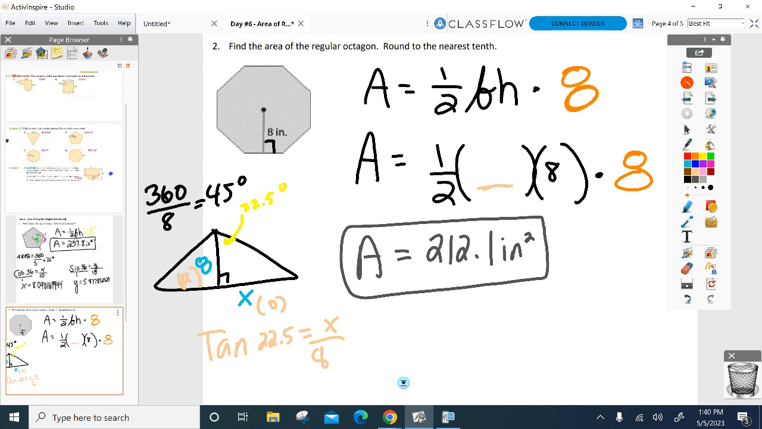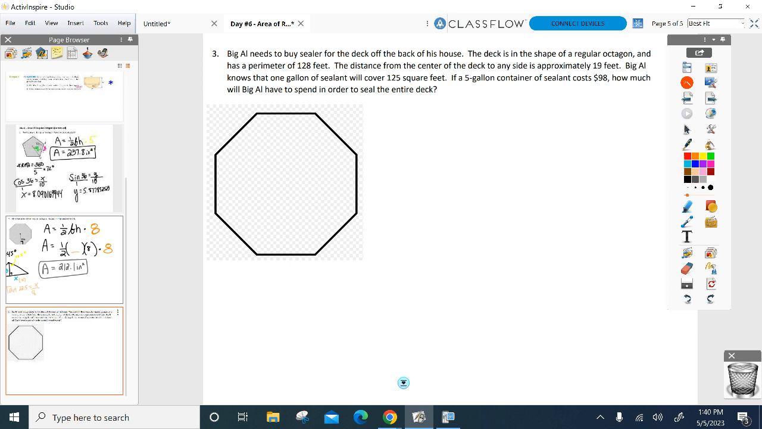No issues. All right, what do you say? We end the week here. Just get nuts on this last problem. Go crazy here. Help our boy out here, Big Al. He's going to seal his deck. And conveniently, his deck is a regular octagon. Go figure.